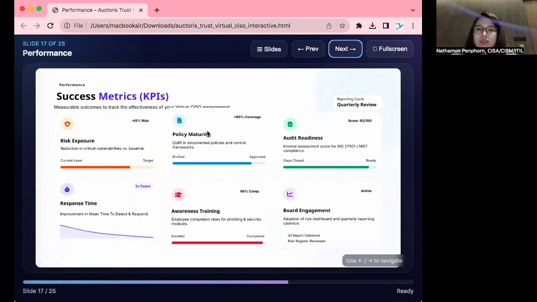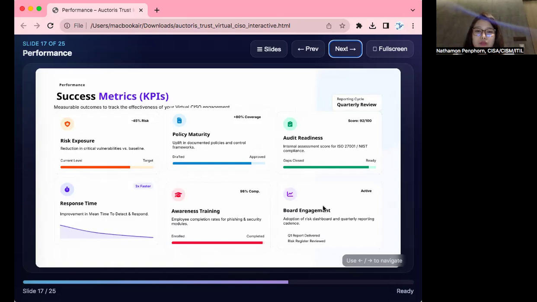Success metrics or KPIs. These are measurable outcomes to track the effectiveness of the virtual CISO engagement. We provide this report to you on a quarterly basis to explain the progress of the work, like what the risk exposure is right now, how many percent, and policy maturity, which is how the policy is developing at the current level. Audit readiness: is the company ready for the coming audit? Are there any gaps? Are those gaps closed?